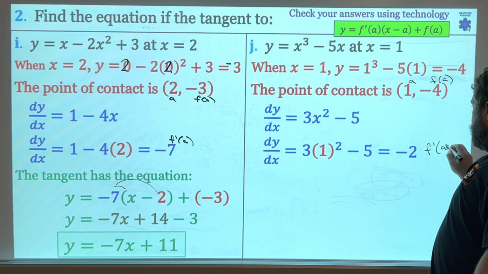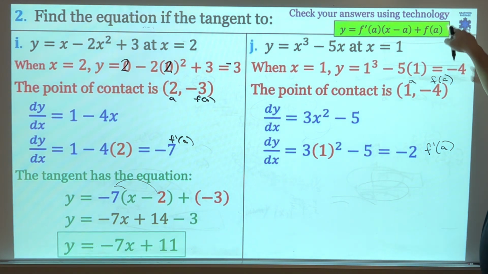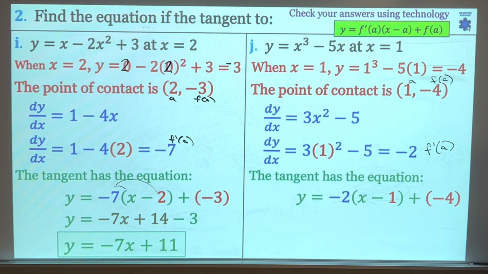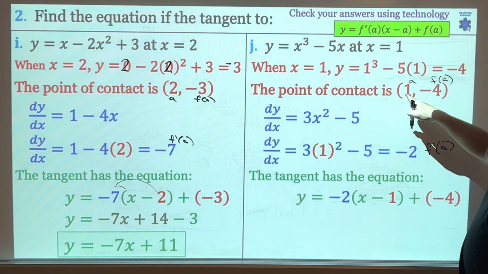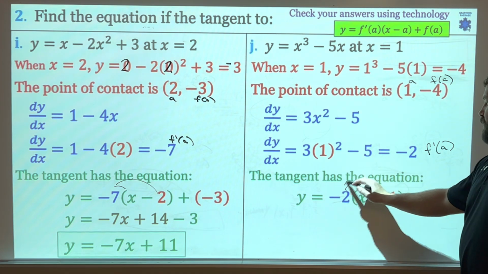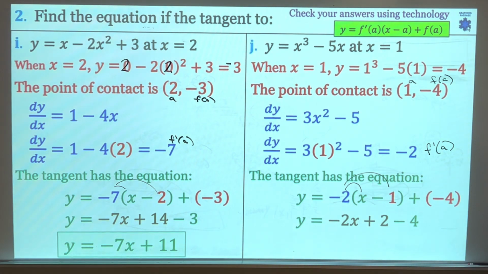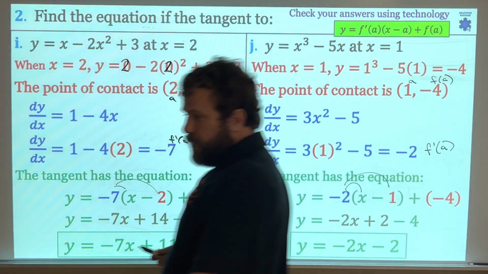F prime a. Type them in here. Y equals negative 2 times x minus 1 plus a negative 4. Negative 2x plus 2 minus 4. Y equals negative 2x minus 2. Okay.